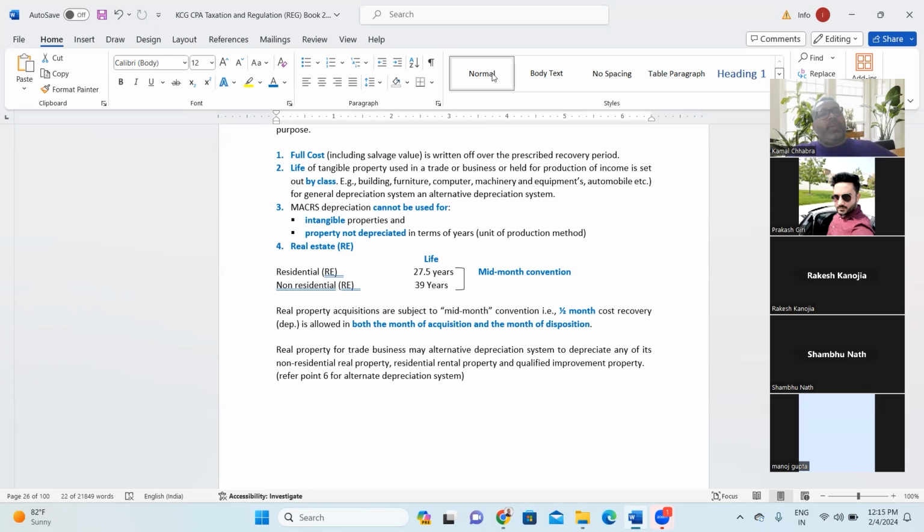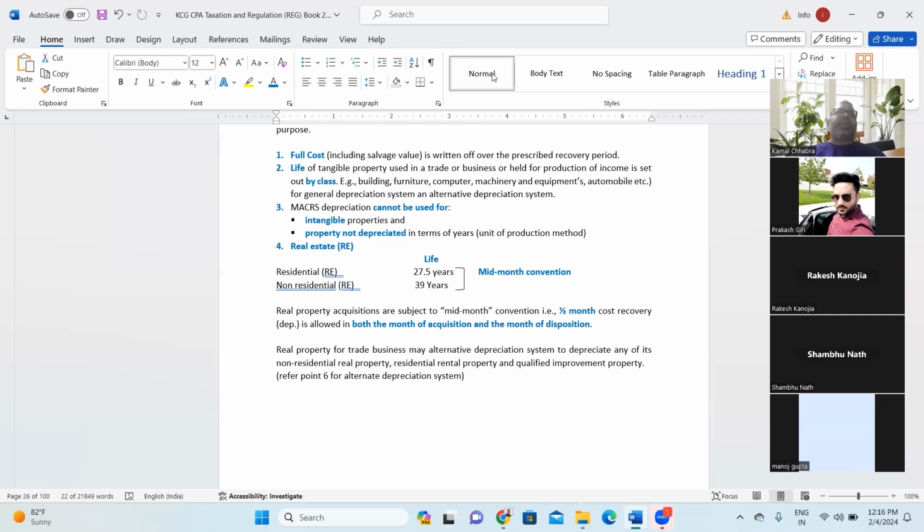Another interesting topic here is real property. What is real property? Land or anything permanently attached to land, like buildings, fixtures, or centralized AC or a centralized heating system installed in the building, or growing trees, sands. Those all come under real property. Now real property is mandatory under the MACRS method to use mid-month convention.